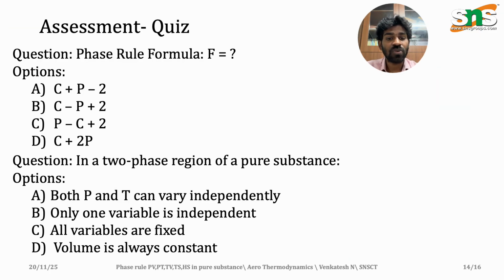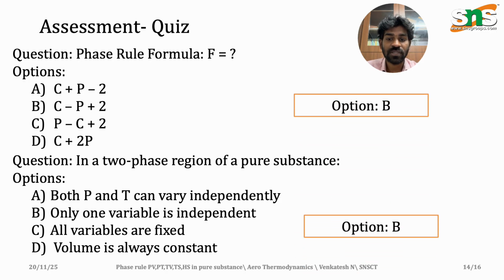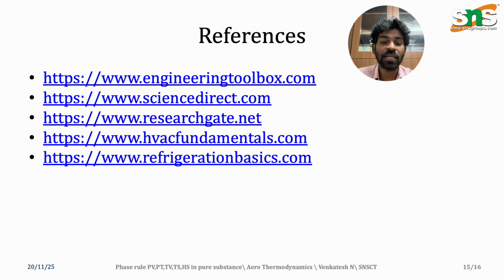This is the assignment question: what is the phase rule formula, and what is the region of the phase of pure substances? The phase rule formula is F equals C minus P plus 2, and the phase region of a pure substance depends on the variables.